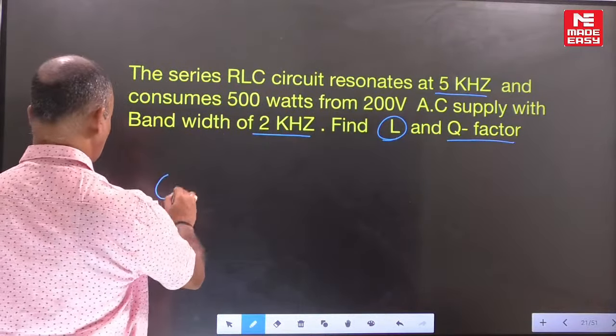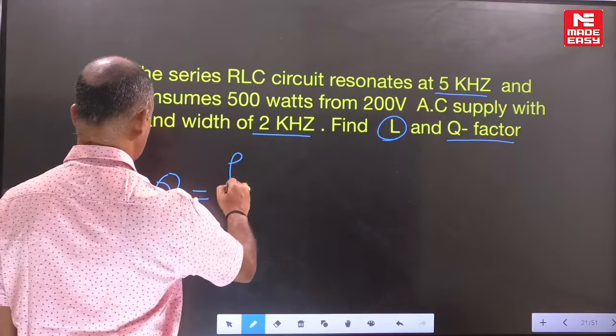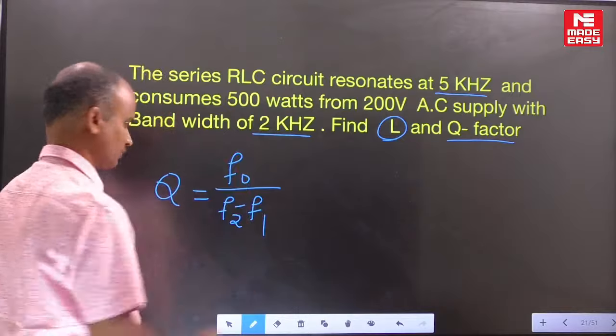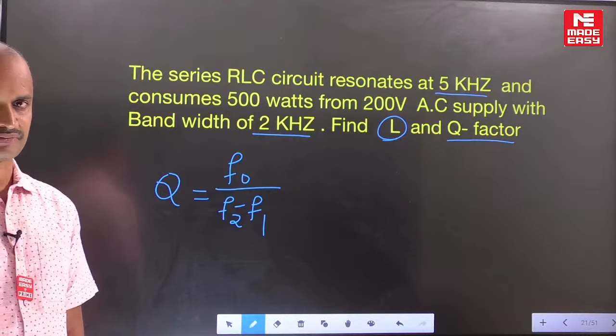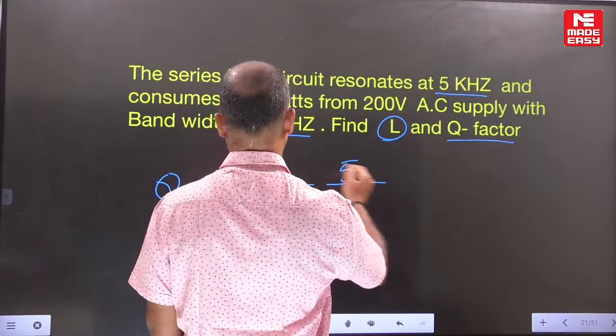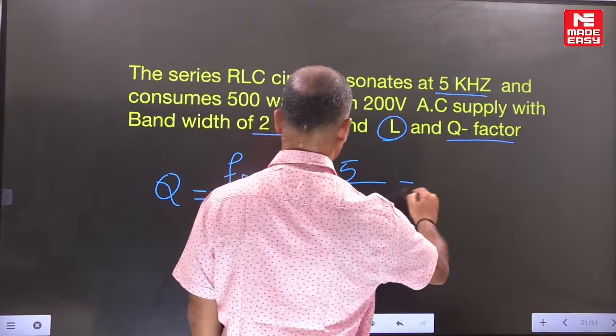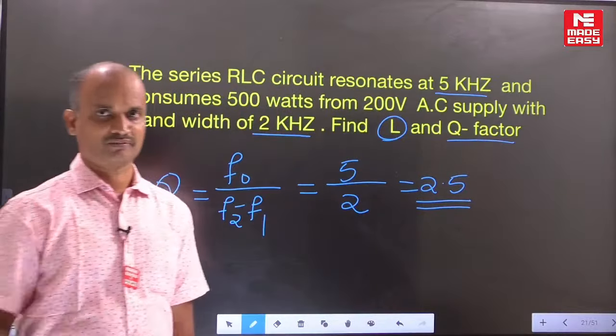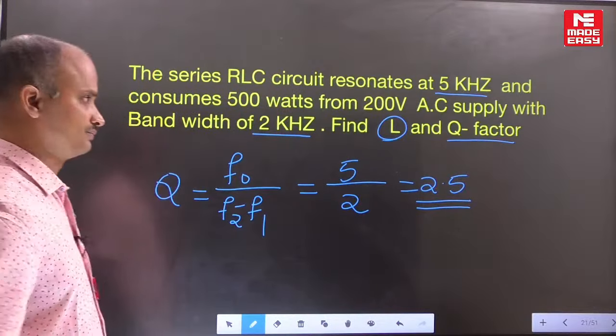Now for the quality factor, one of the formulas is F naught by bandwidth. Directly we can conclude that the resonant frequency is 5 and the bandwidth is 2. So the quality factor is equal to 2.5. If you remember the formulas, we can easily conclude the answers.